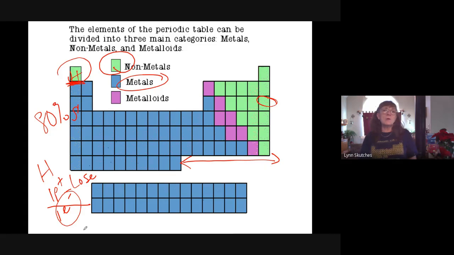Hydrogen does also occasionally gain an electron, so it ends up with 2. It can do that, and that's not that common, but that would give it the electron configuration of helium. So it's a mixed up element. It's the simplest element. It's going to lose, it's going to gain. It mostly loses.